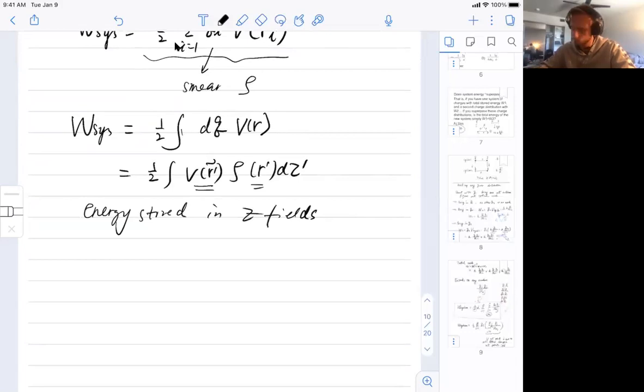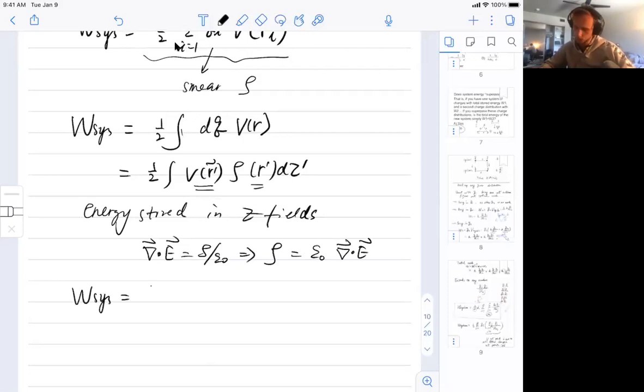So how is density related to the E field? We know Coulomb's law, Gauss's law, divergence of E is rho over epsilon naught. So we can use rho is equal to epsilon naught times divergence of E to replace that quantity, right? So the system, again, becomes 1/2 epsilon naught. I'm gonna put that in front. The divergence of E times V times d tau.